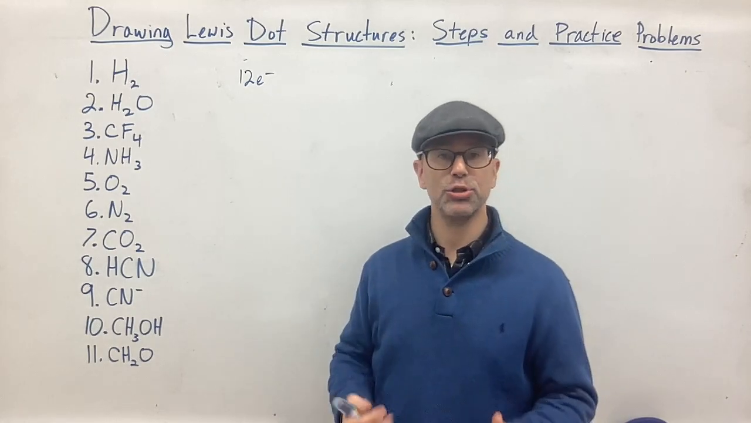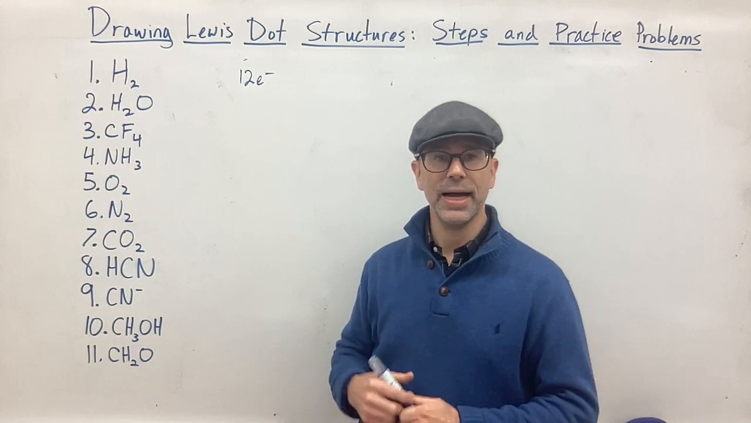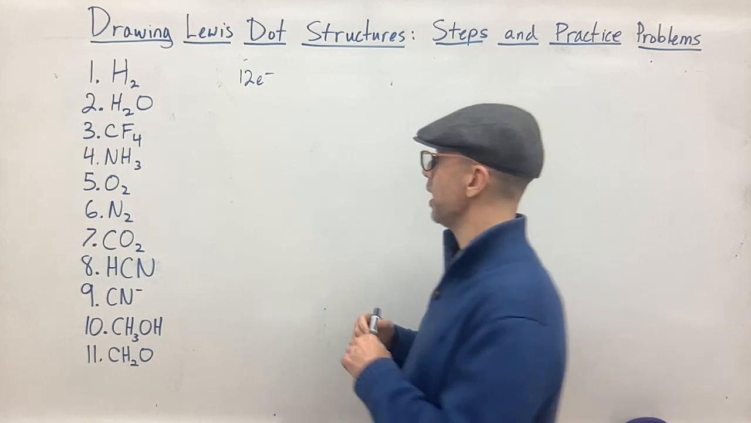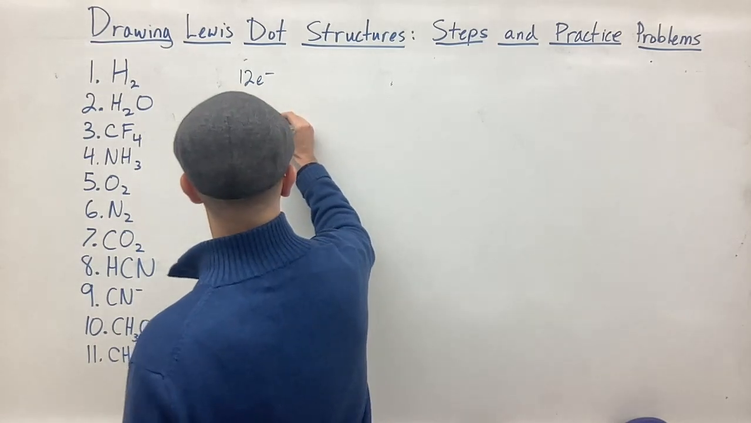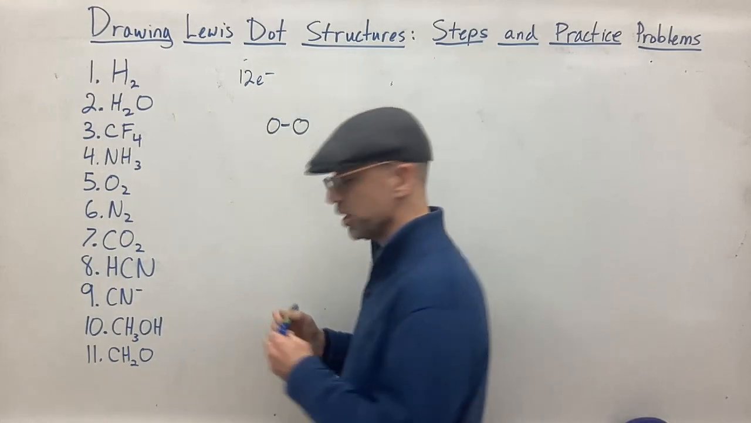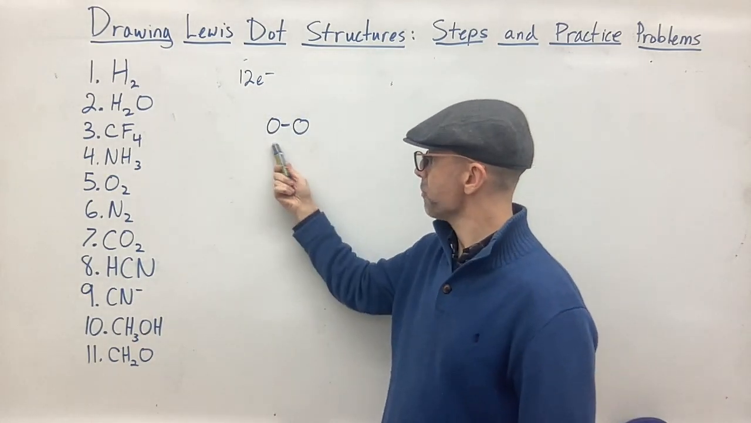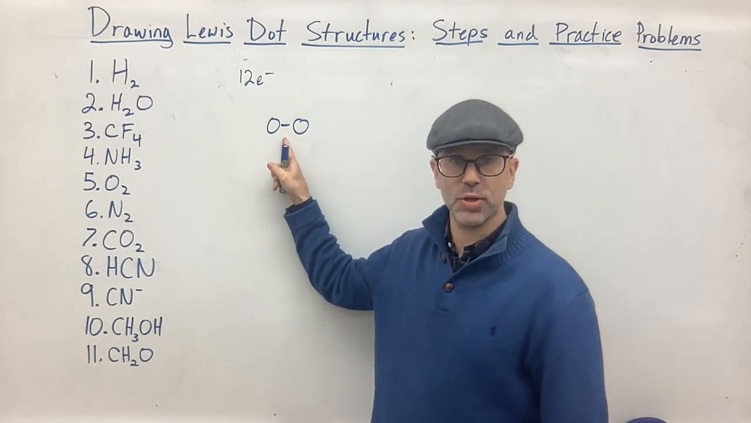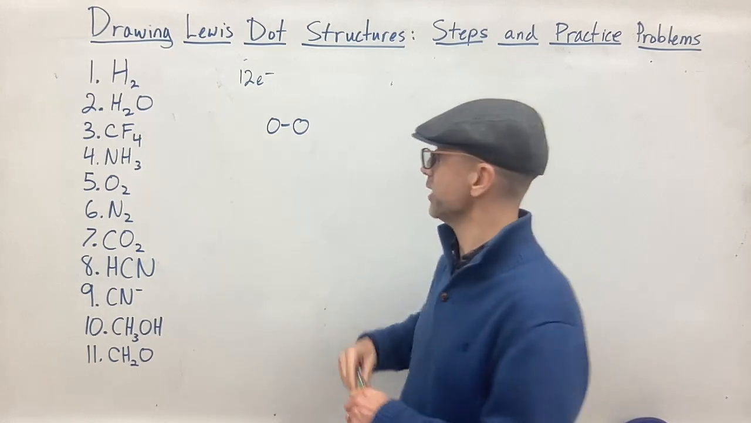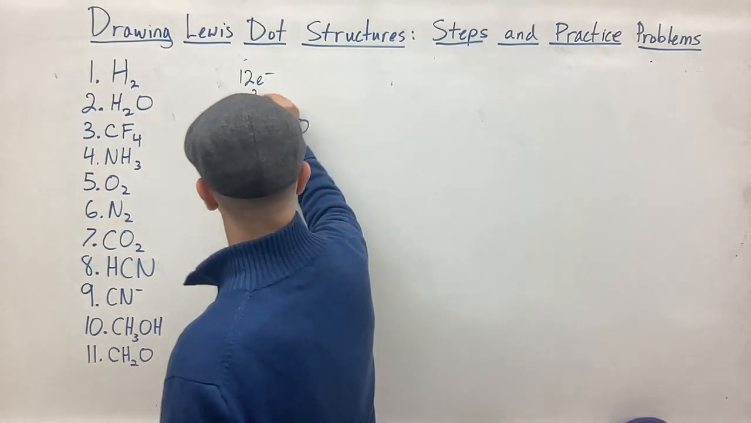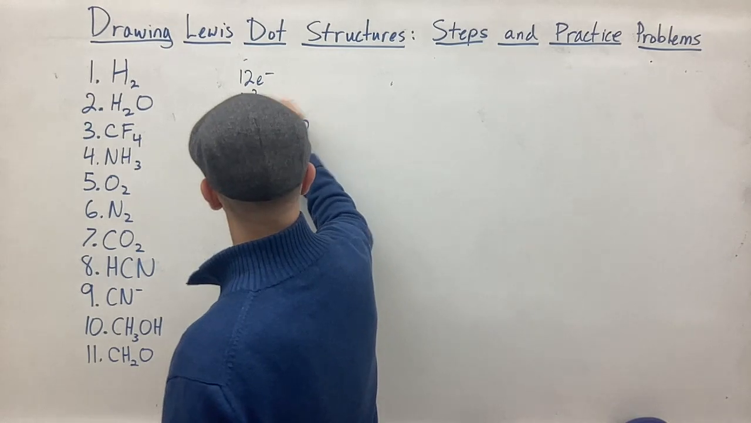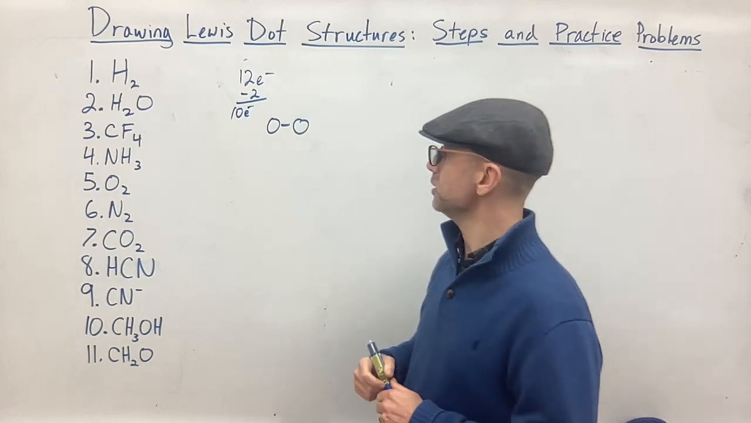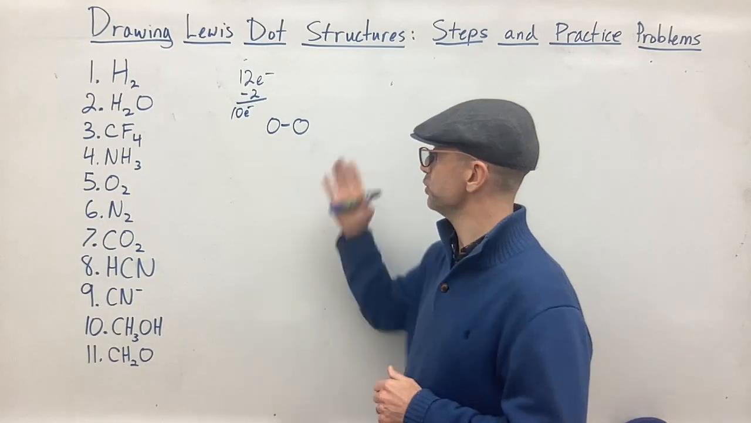So next step is to create my skeletal structure. Again, just like hydrogen, I only have 2 atoms, so I'm going to bond them together with one bond. So I have oxygen bonded to oxygen. That's my skeletal structure. I used one bond, so that's 2 electrons for this bond. So I'm going to subtract out the 2 from my total, and I've got 10 valence electrons left. So that's step 2. Step 2 is finished.